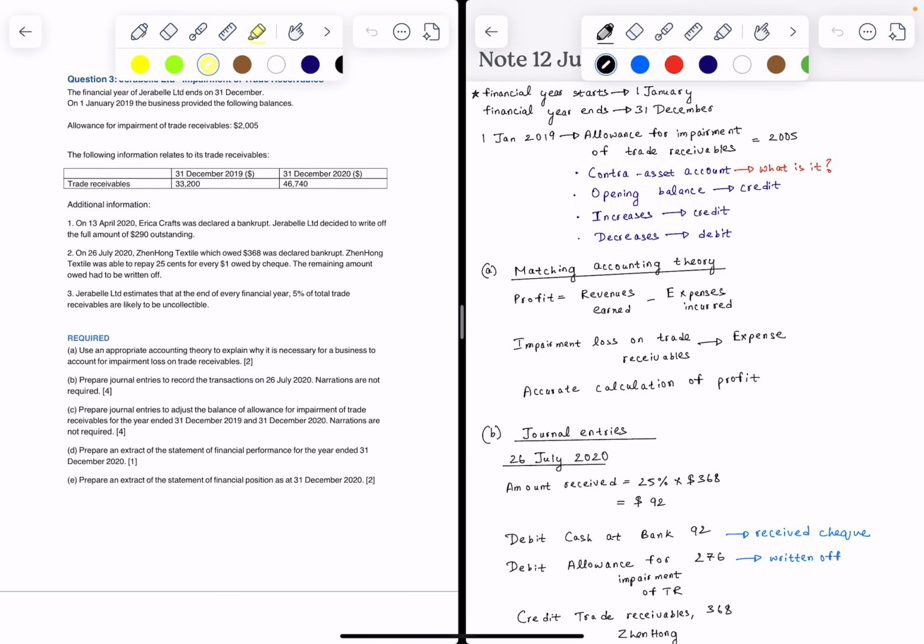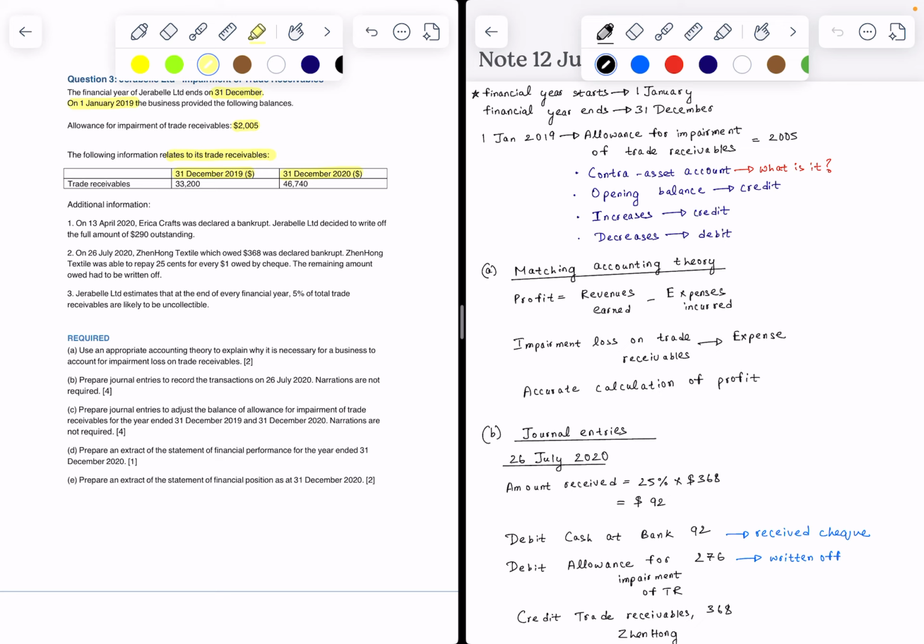The financial year end of Gerbil Limited is on 31 December. On 1 January 2019, the business provided the following balances: allowance for impairment of trade receivables of $2,005. The following information relates to its trade receivables. So here we are given a table which provides us the trade receivables at end of 31 December 2019 and also at end of 31 December 2020.